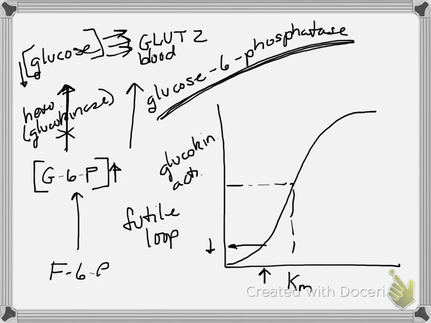Because if the glucose wasn't transported out of the cell, its concentration would increase. Glucokinase would become active. We would form glucose 6-phosphate, which would now be dephosphorylated by the phosphatase enzyme, and then we have that futile loop. So based on the high Km of glucokinase, this is going to prevent this futile loop, because the glucose is rapidly leaving the liver cell and into the blood.